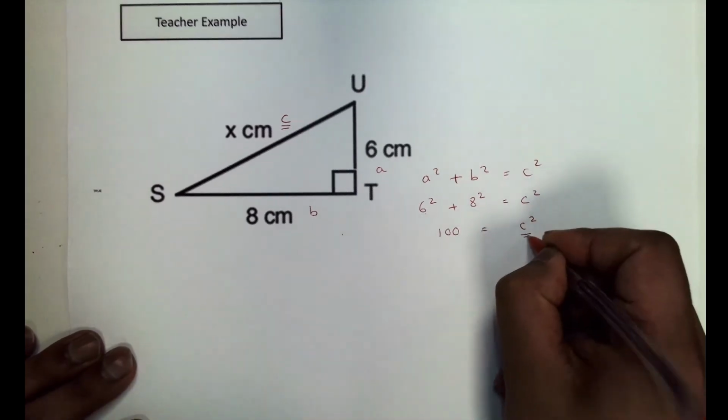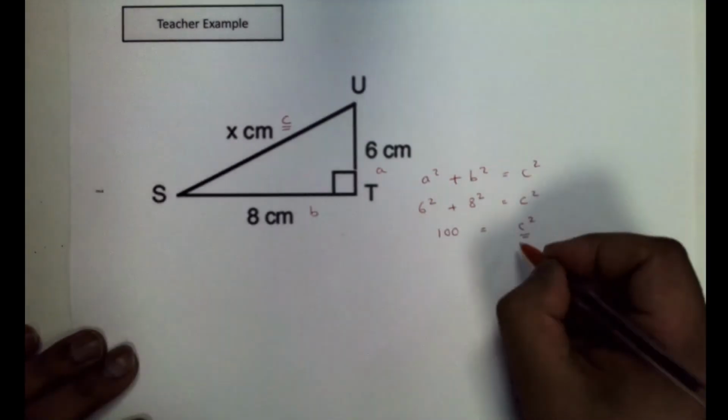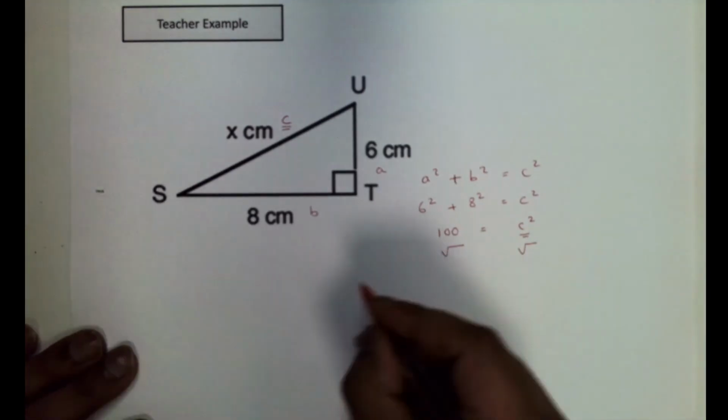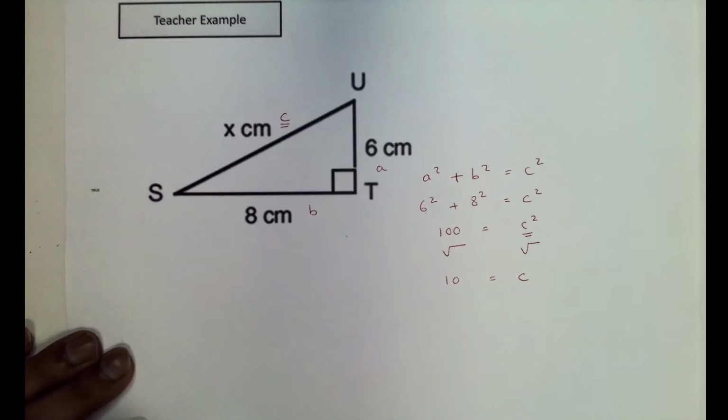Now, we haven't found the value of C because this is C squared. We need one more step. We need to square root each side to get my answer. So square root of 100 is 10, which would be equal to C.